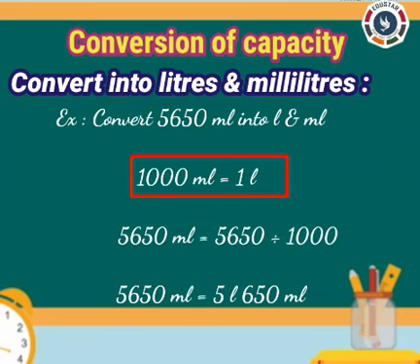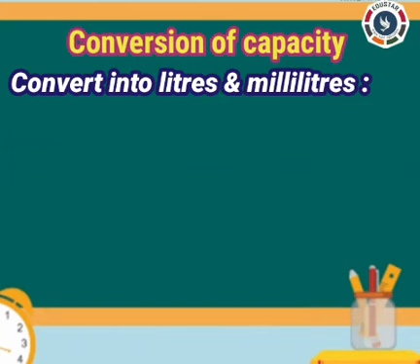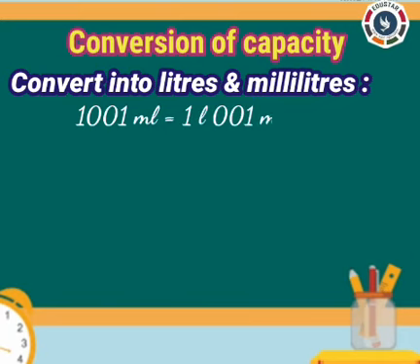Let's see the easy method to solve. The last 3 digits in 5650, that is 650, is milliliter. The remaining digit, that is 5, is liter. So the answer is 5 liter 650 milliliter. Now convert 1001 milliliter into liter and milliliter. That is, 1001 milliliter is equal to 1 liter and 1 milliliter. We wrote the last 3 digits separately.